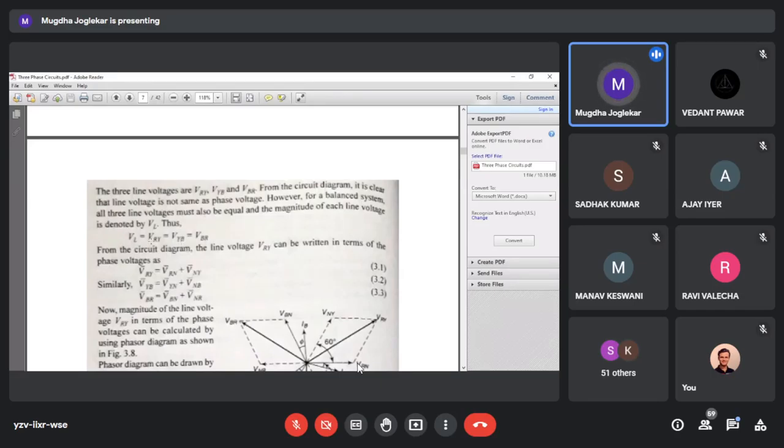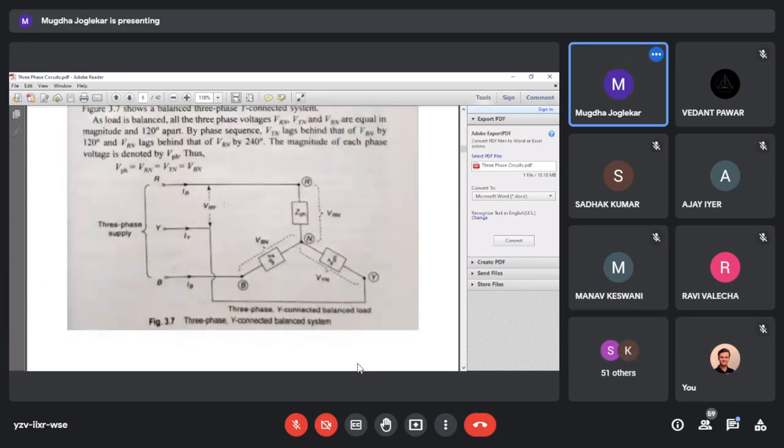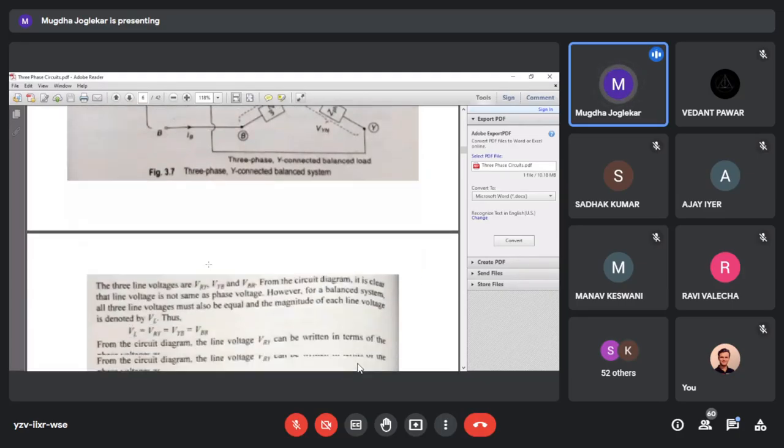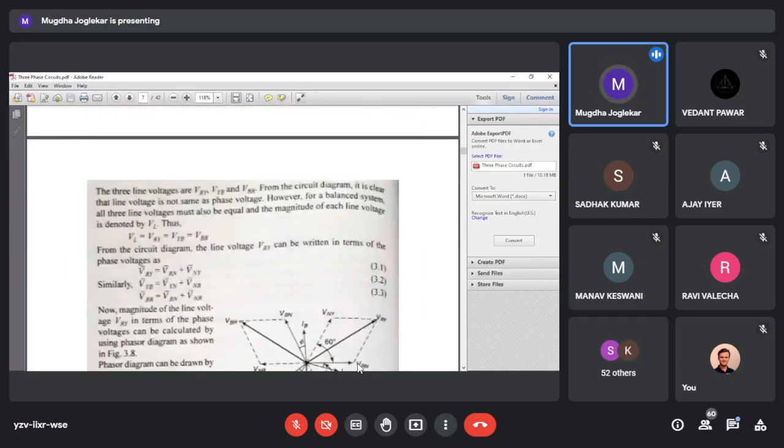Now, how will we write the equations of VRY, VYB, and VBR in terms of phase voltages? VRY is equal to VRN plus VNY. Look at this diagram: VRY starts from R, so it will be VRN plus VNY, and we complete it here. So we get VRY. What is VYB? Start from Y: VYN plus VNB is equal to VYB. Same for VBR. So we get three equations of line voltages in terms of phase voltages. This is not only addition, this is a phasor sum of these two voltages. By using these three equations, we are supposed to draw a phasor diagram. Only after understanding the phasor diagram can you find the value of line voltage in terms of phase voltage.